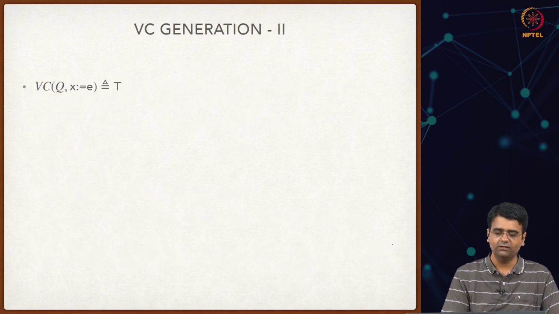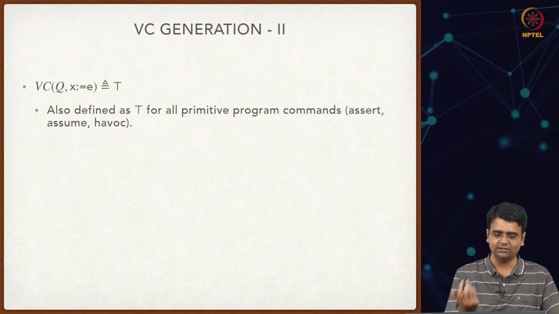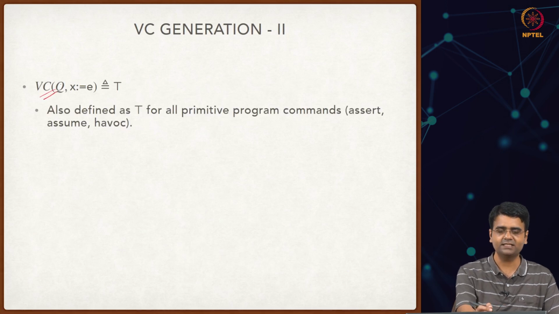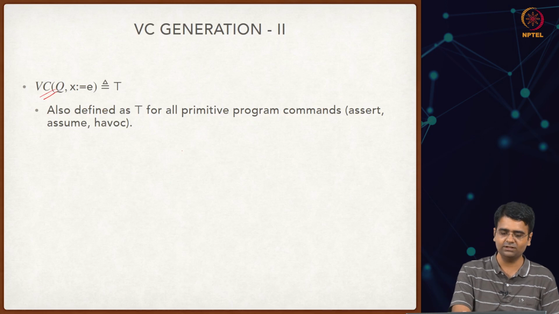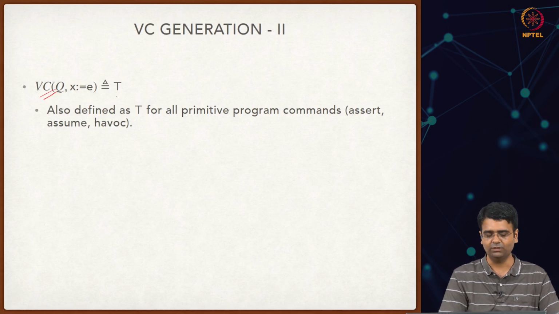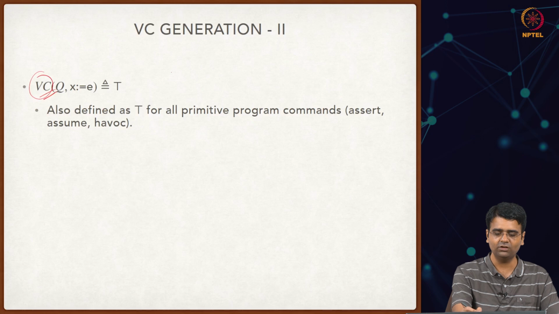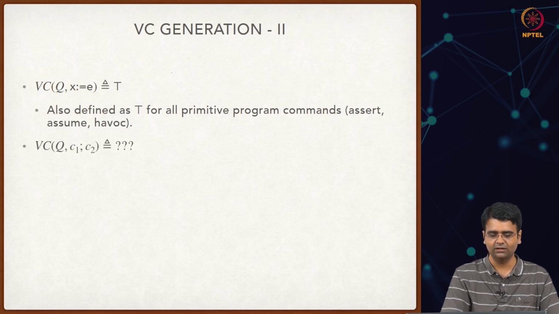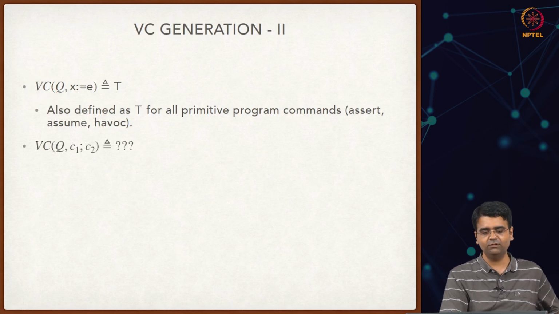Now, for the rest of the program statements, this VC, which is the side condition, can simply be true, because there are no side conditions. Only for the while loop there are side conditions. In particular for the assignment statement, VC of Q, x colon equal to E will just be true. So in general you can define it as true for all primitive program commands. Of course this is the VC, I am not talking about the AWP. So what about sequential composition?